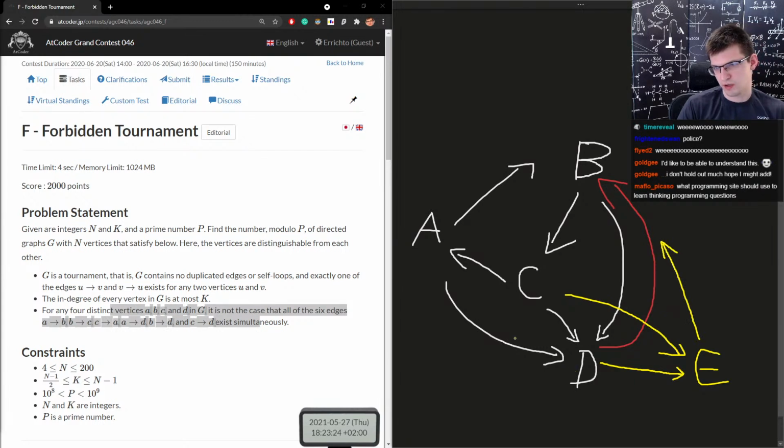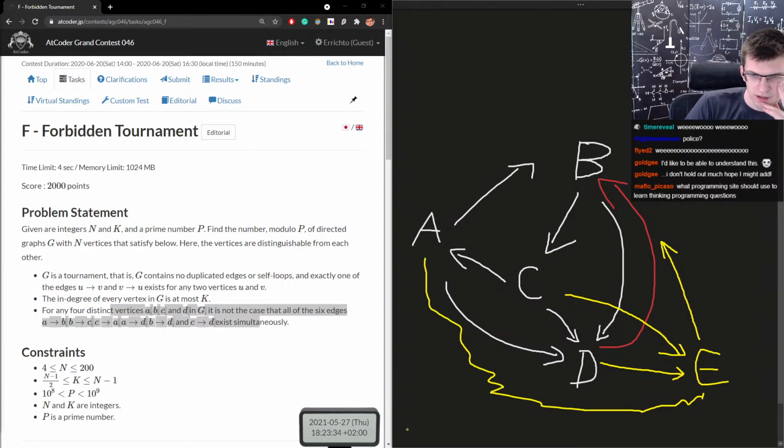And what about ABC? Well, here we don't have any condition, so from E to A there can be either direction. If it's from E to A, then ADE becomes a special triangle. And that's basically it.